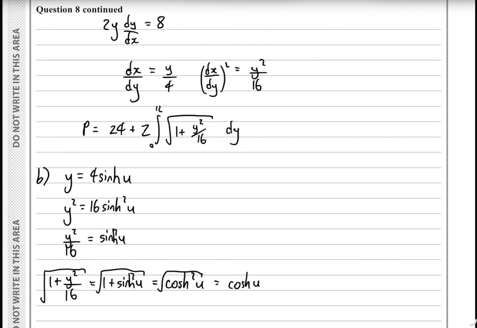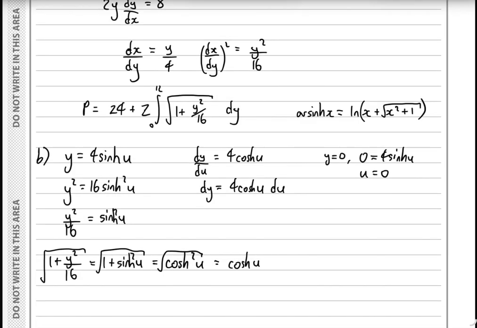At the same time, we're going to need to substitute out the dy. So dy by du is 4 cosh u, so dy becomes 4 cosh u du. Finally, the limits. If y equals 0, then 0 equals 4 sinh u, and u is equal to 0. That's because I've taken this from the formula booklet, and putting a 0 in there gives me the log of 1, which is a 0.